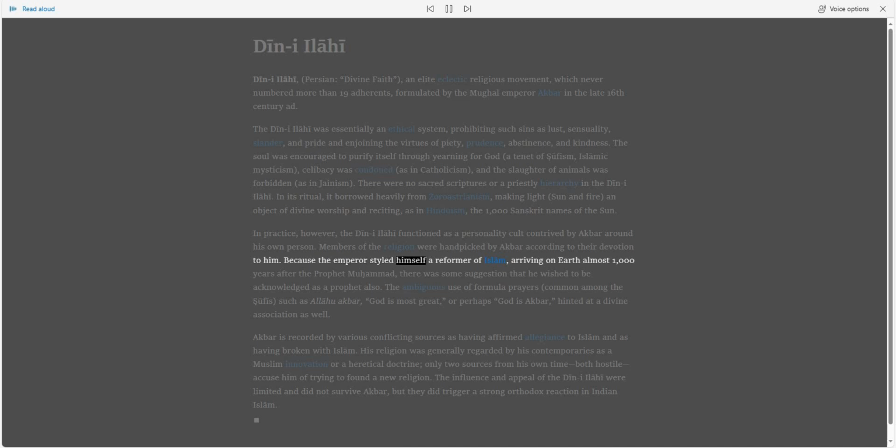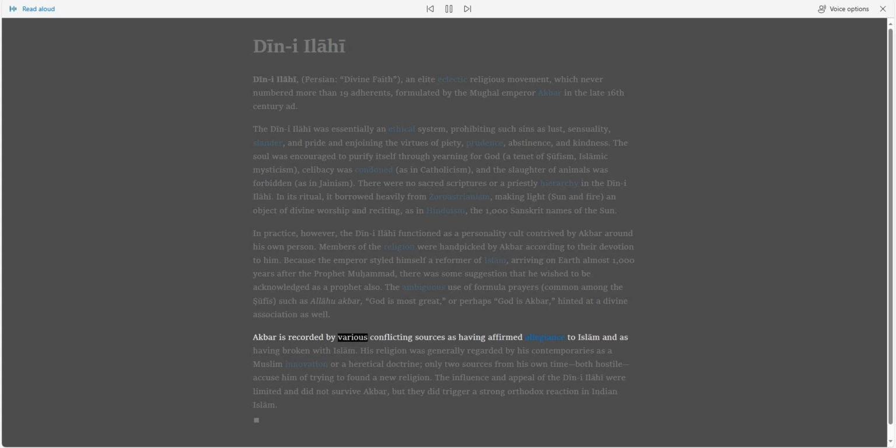Because the emperor styled himself a reformer of Islam, arriving on earth almost 1,000 years after the Prophet Muhammad, there was some suggestion that he wished to be acknowledged as a prophet also. The ambiguous use of formula prayers, common among the Sufis, such as Allahu Akbar, God is most great, or perhaps God is Akbar, hinted at a divine association as well.